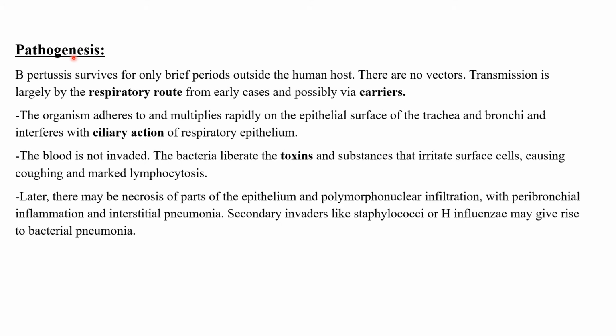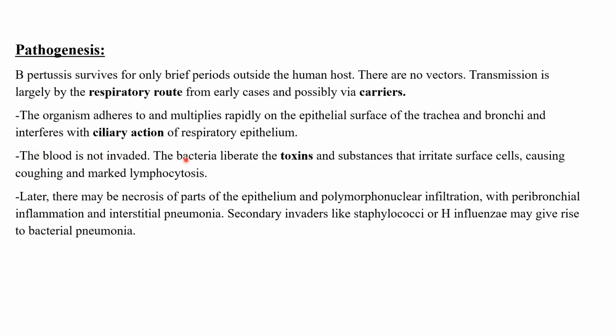Pathogenesis of Bordetella pertussis. The transmission of Bordetella pertussis is largely by the respiratory route and possibly by carriers. The organism adheres to and multiplies rapidly on the epithelial surface of the trachea and bronchi by filamentous hemagglutinin and possibly by fimbriae, which is the antigenic structure we explained in the previous slide, and interferes with ciliary action of the respiratory epithelium. The blood is not invaded. The bacteria does not invade the blood.